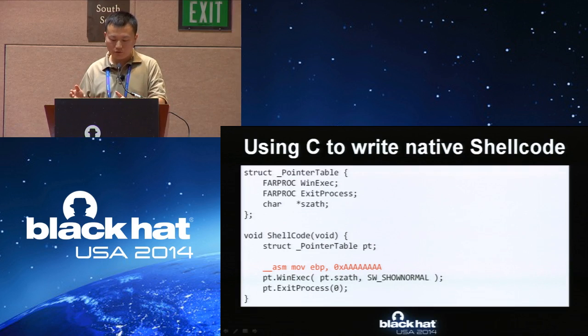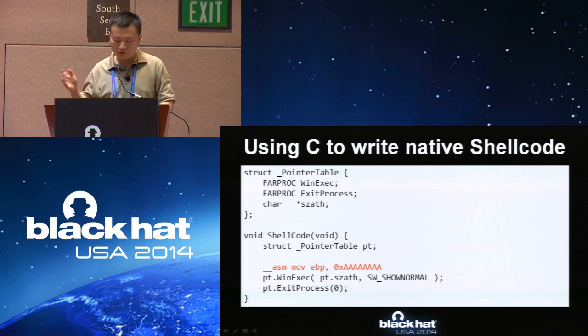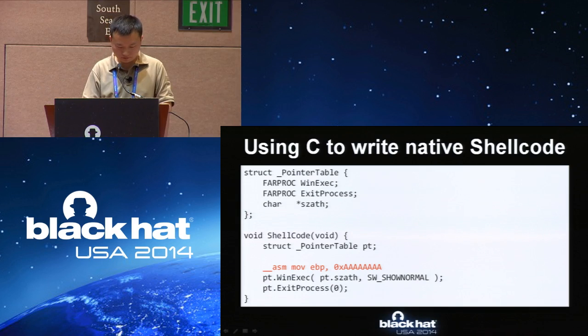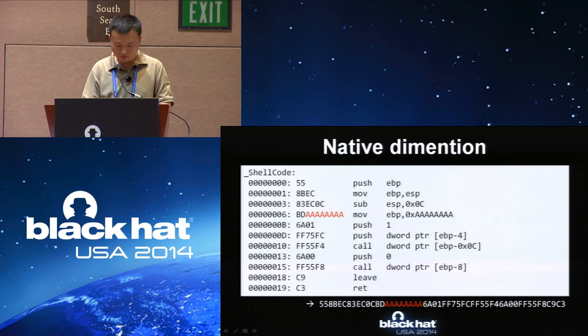Whatever the size of the shellcode, we just need one assembly instruction to set the EBP to the pointer table created by JavaScript. This is the final native shellcode, really tiny. See this? This is our only assembly code. This is the shellcode.